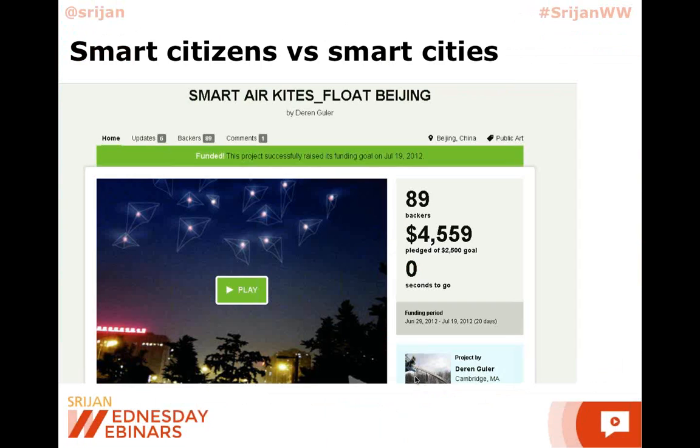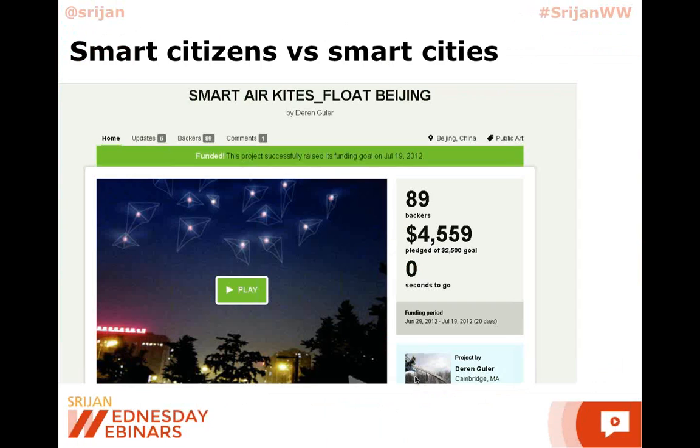An example of this is this project that you can see on the slide, which is actually a crowdfunded project. It has an air quality sensor attached to kites in Beijing, and the sensor basically lights up if the quality of the air is not good enough. So people walk around with the kites at night, and you have basically distributed sensors that monitor the quality of the air and show immediately to people living in a neighborhood that the air quality is not good enough for their purposes.